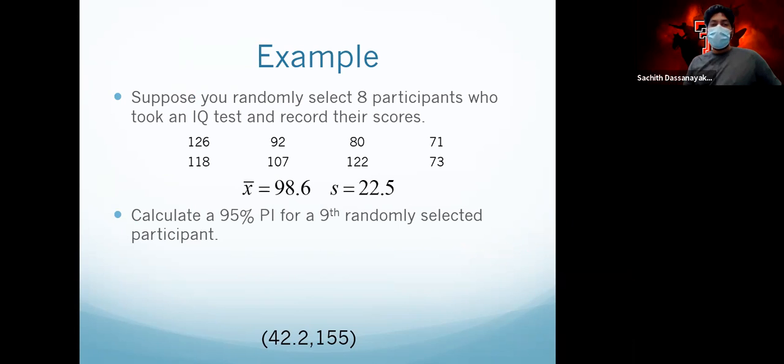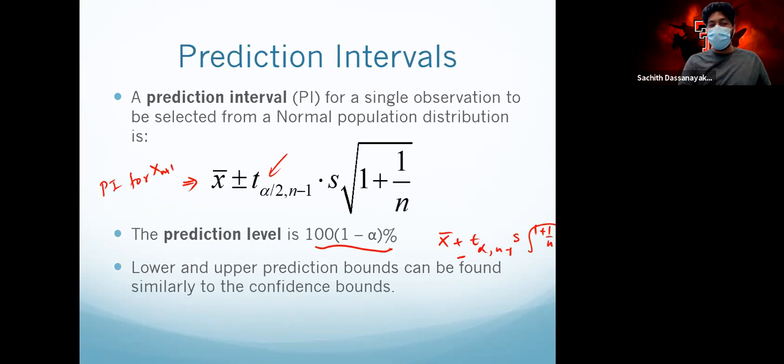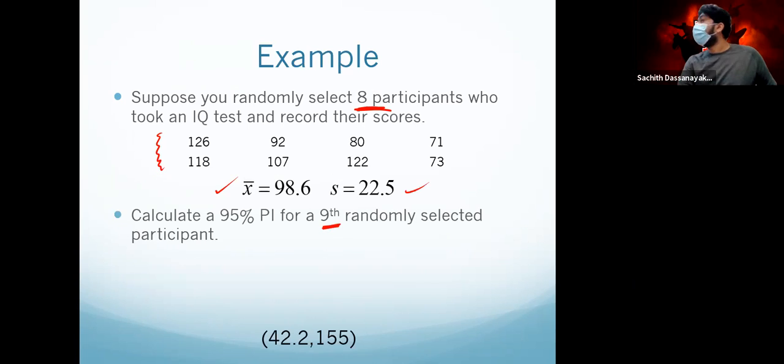Just check this example. Here you have 8 observations. According to those 8 observations, you have the sample mean and sample standard deviation. So what happens if you need to get the prediction interval for the 9th randomly selected participant, the 9th observation? Okay, 9 is not there, there is only 8. So what you need to do? Just plug in the values from what you have taken here.